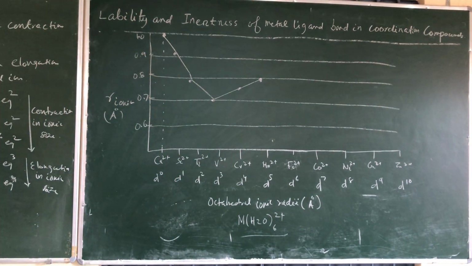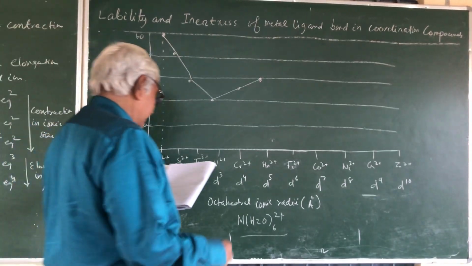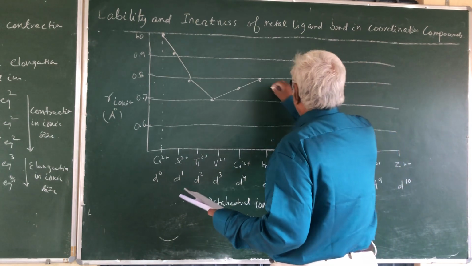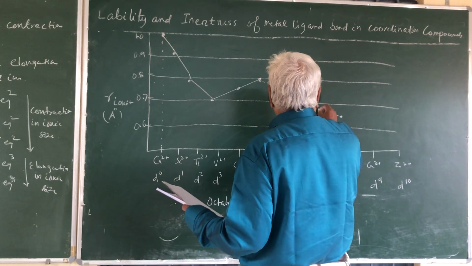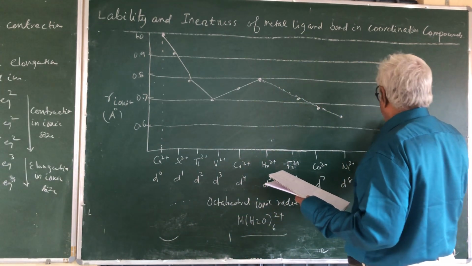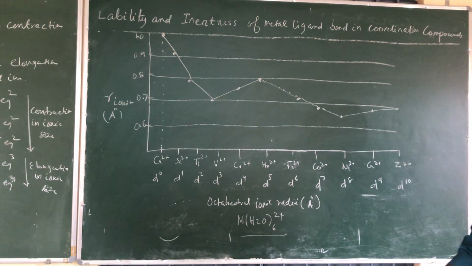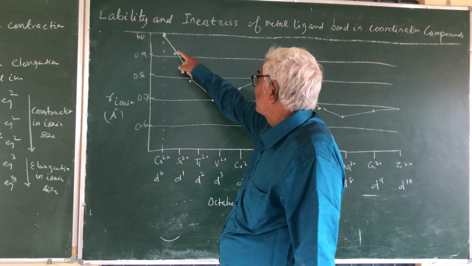So up to D3 there is contraction in ionic size. Then this is elongation in ionic size. Then from D6 to D8 again there is contraction in ionic size. So nickel is your 0.65. And copper, zinc, there is again elongation.